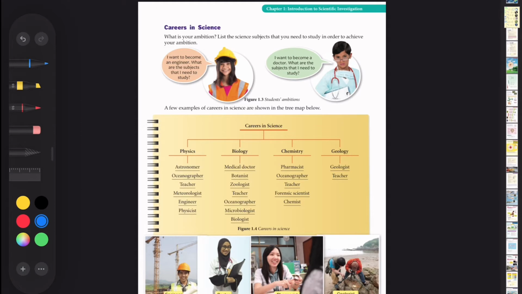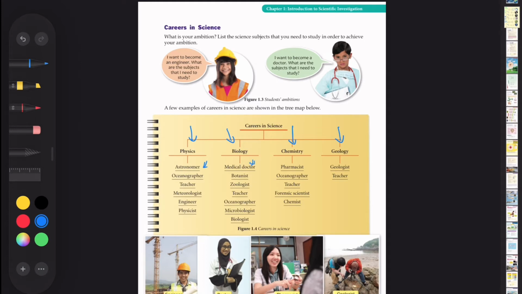It makes us think logically in order to act relevantly and rationally, therefore coming up with better results. As you can see here, these are the careers of science, and these are all the subjects that these science people major in. For example, to become an astronomer you need to be good at physics. Vice versa, to become a doctor you need to be good as a medical doctor.